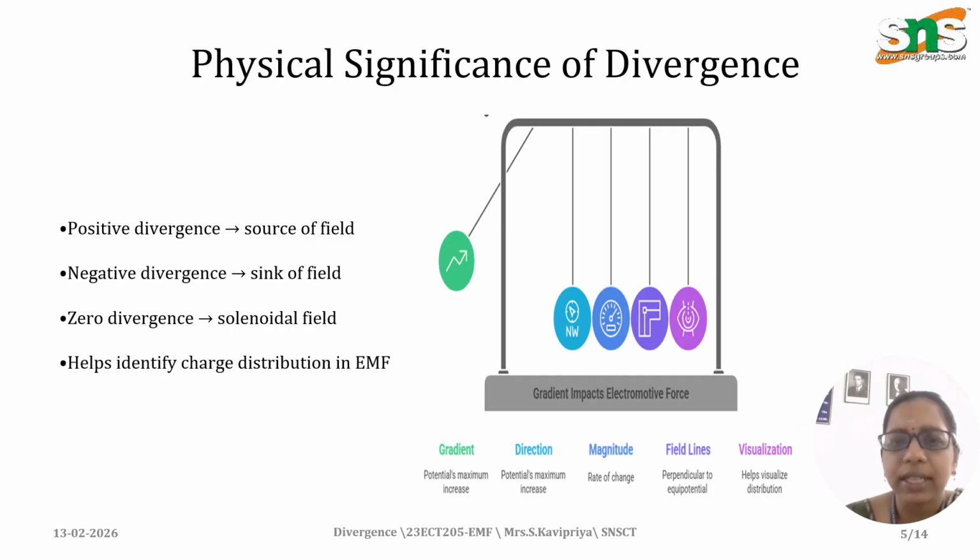Next is the physical significance of divergence. If the result of the divergence is positive, then the particular vector field is a source. If it is negative, then it is a sink. If the result is zero, then the particular vector field is a solenoidal vector field.